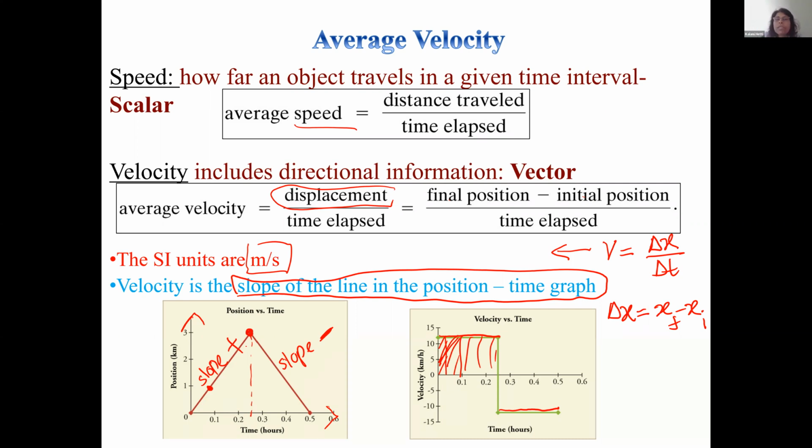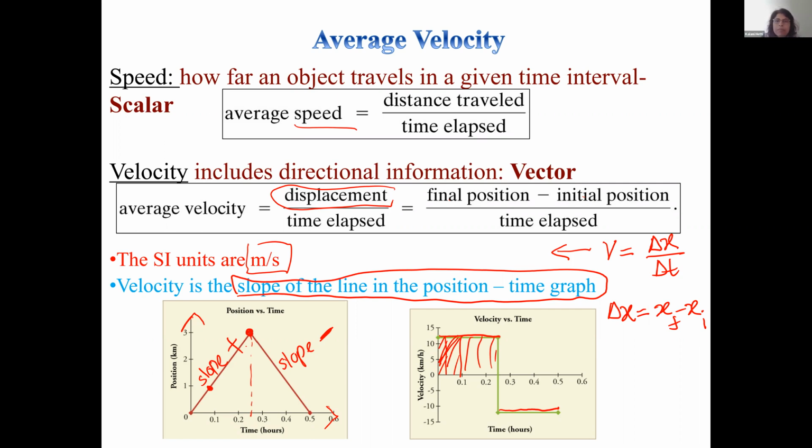Okay, so now we discuss distance, displacement, speed, and velocity. When you drive a car, your speedometer will give you speed, not the velocity. The speedometer does not give you the direction. It just gives you the magnitude, that is speed. And the odometer in the car gives you the distance, not the displacement.